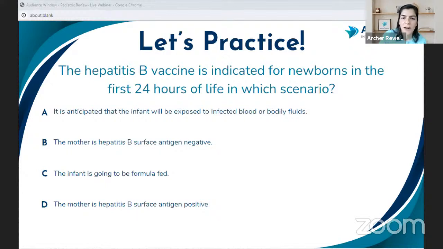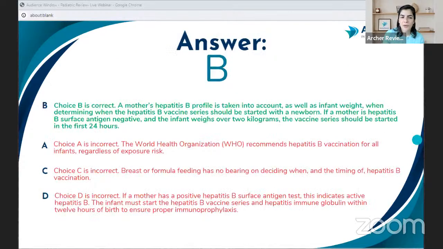Good. I see a lot of you participating. Good job, you guys. That's right. Okay. So if you said B, you are correct. The mother's hepatitis B profile is always taken into account when we're looking at the hepatitis B vaccine, right? So in this particular scenario, if the mother is Hep B surface antigen negative, the vaccine series should be started within the first 24 hours.